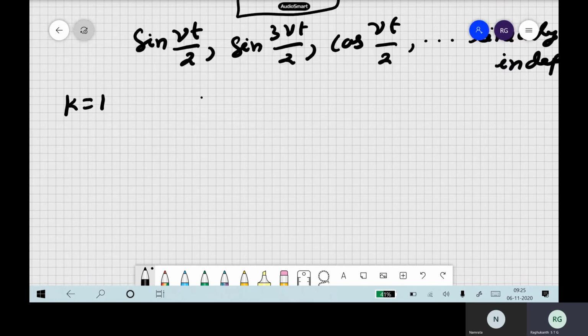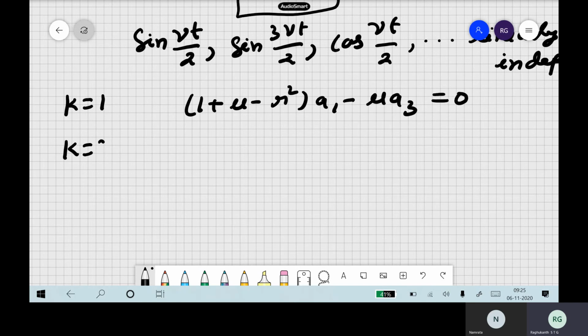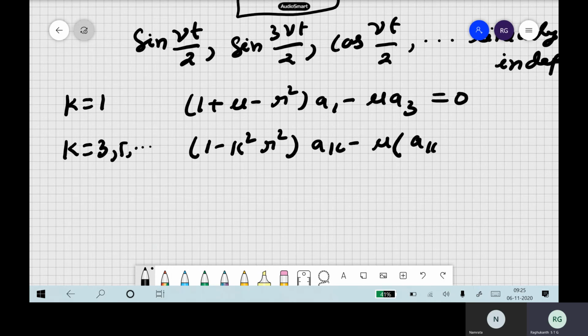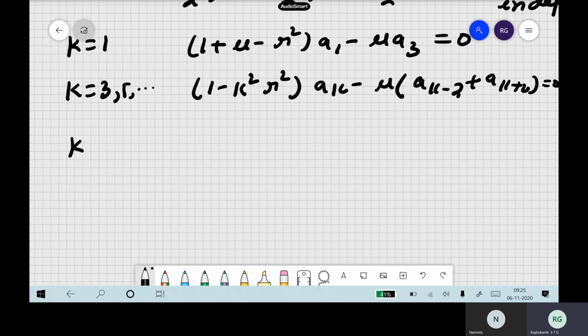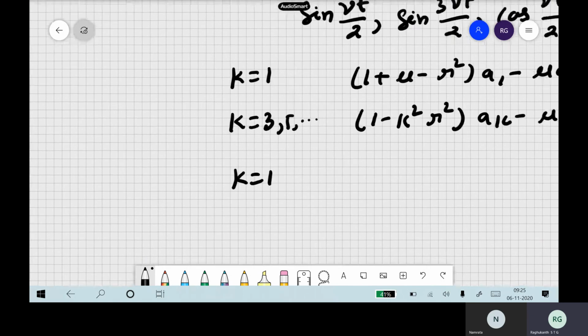So for k equal to 1, we get 1 plus mu minus r square into a1 minus mu times a3 equal to 0, the first equation. Then k equal to 3, 5 and all other terms, you can write as 1 minus k square r square into ak minus mu times ak minus 2 plus ak plus 2 equal to 0. So like this you can write the general equation. This is valid for the sine terms.